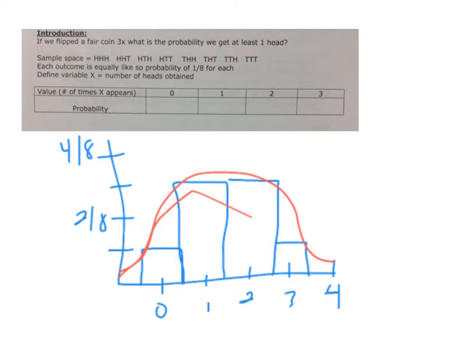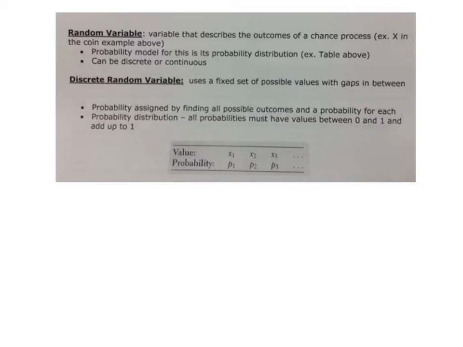If you need to review that stuff, you may need to go back and look at your notes for that. A random variable is a variable that describes the outcomes of a chance process. For example, in the coin toss that we just did, the capital X there was our random variable.